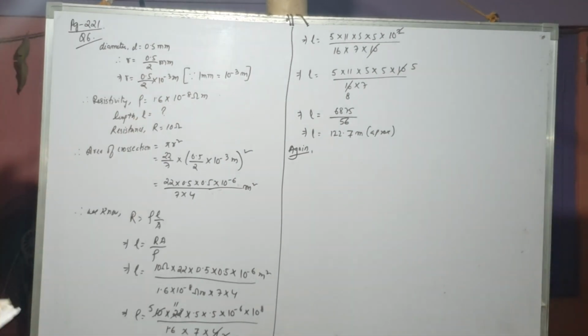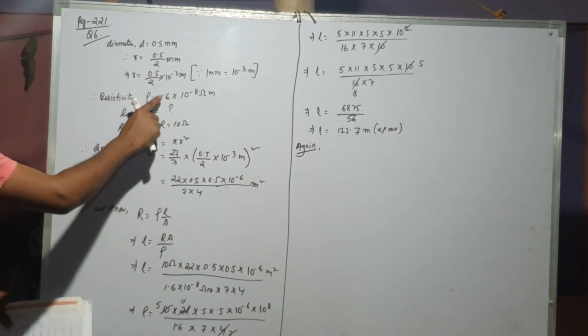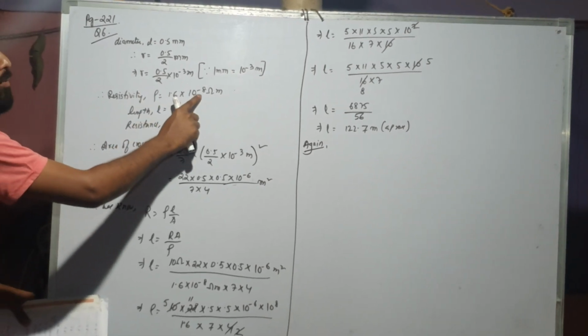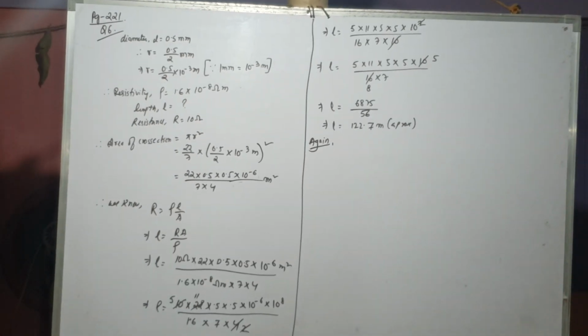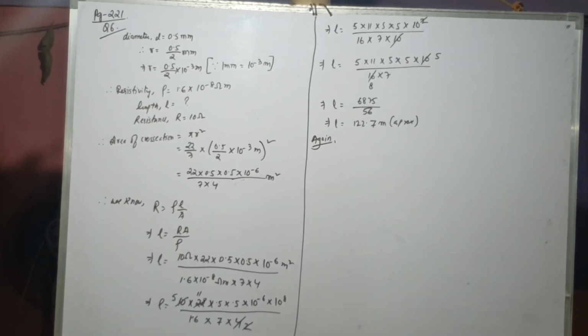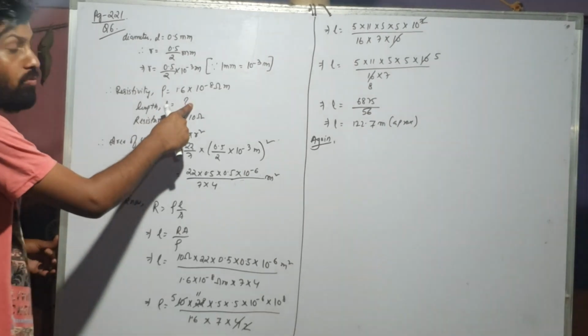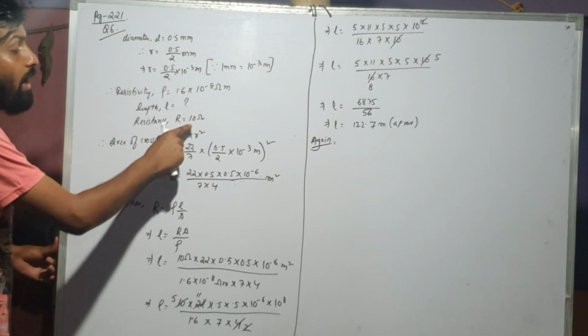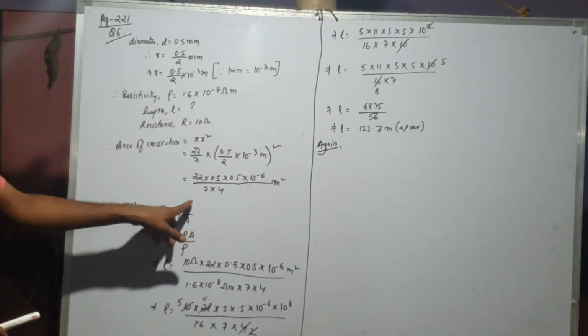Then they say in the question, resistivity. Resistivity means the rho value. Rho value is 1.6 into 10 to the power minus 8 ohm meter. They ask what will be the length of the wire to make the resistance 10 ohm. They are telling us to find the length L of the wire to make our resistance 10 ohm here. So now we know the formula: R equals rho into L by A.